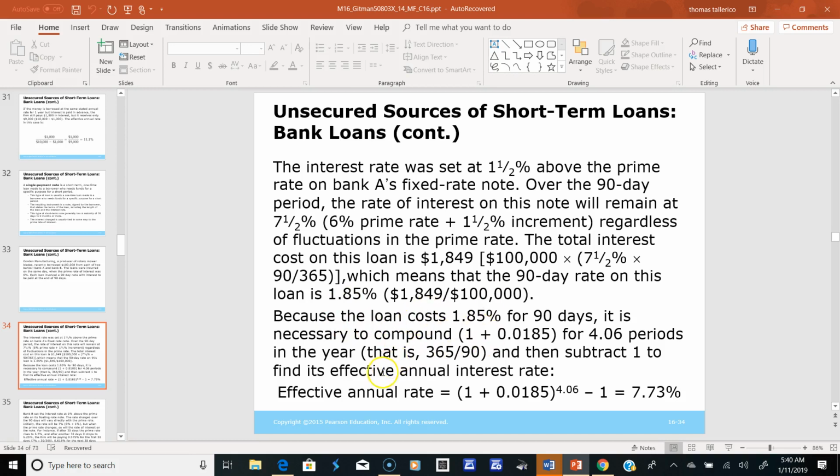Anyway, so here's the effective annual rate, and you got to compound this for not 4 periods, but 4.06 because there's 365 days in a year, right? So the effective annual rate, right, is 7.73%. Even though you're paying 1.85, you don't just multiply it by 4 because there's 365 days in a year. So it's a little higher than 7.5.